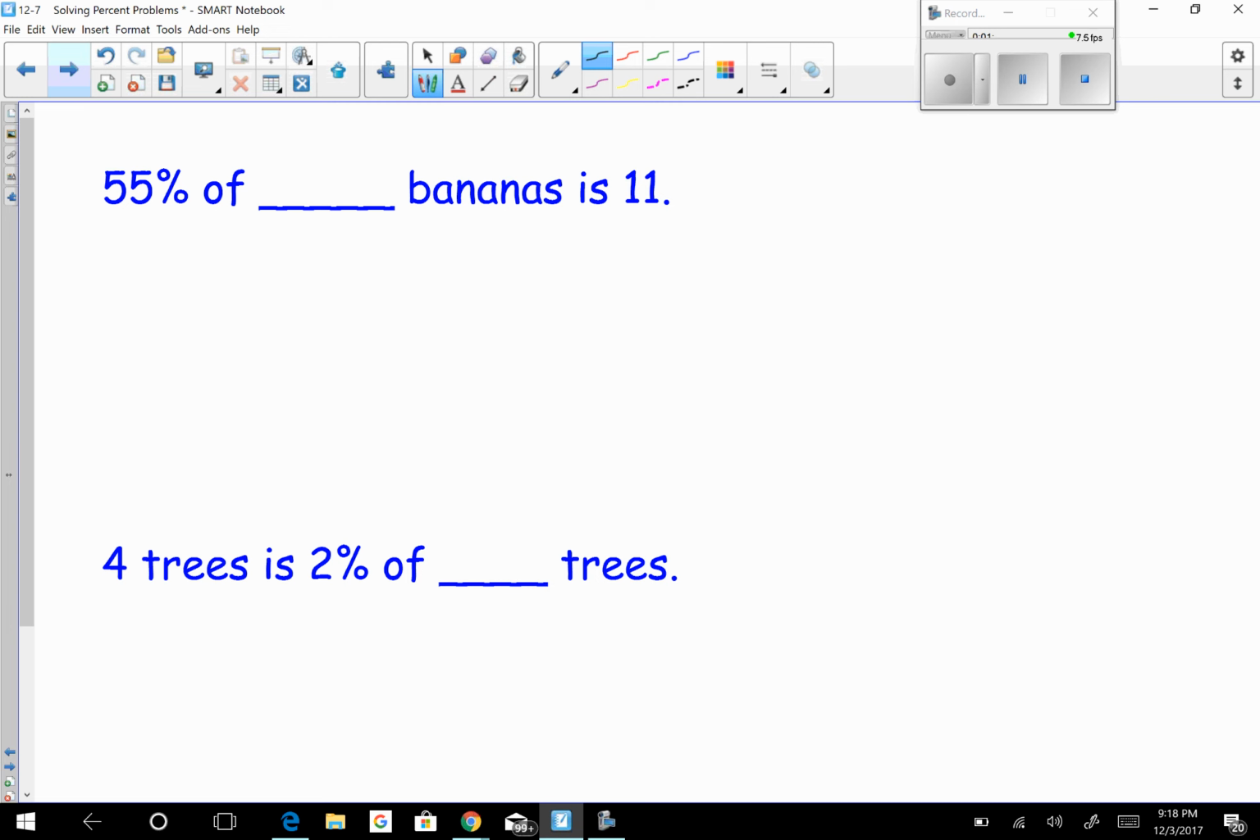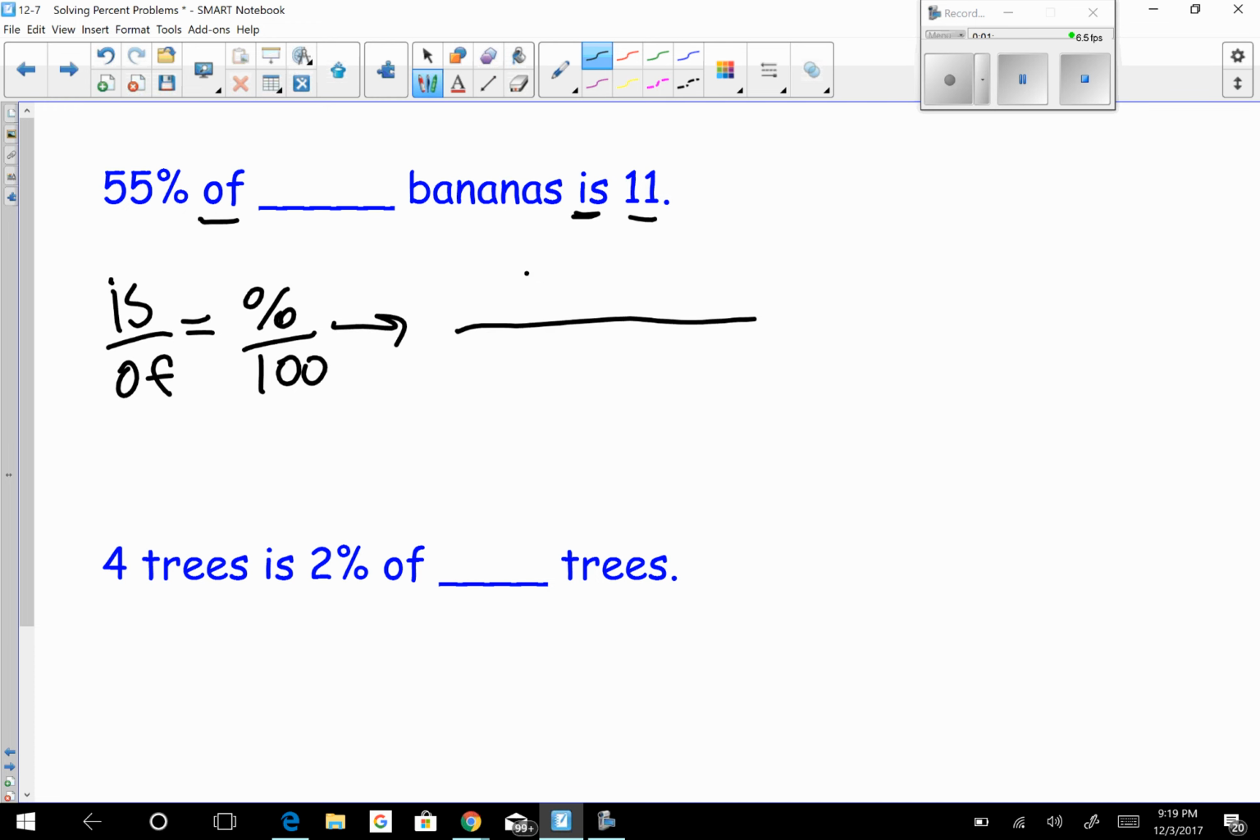Okay, so we've got 55% of some bananas is 11. So you remember how I said that is, right? You got is over of. Here's is, and the number that's with it is 11. So we've got is over of equals percent over 100. And now we're going to fill that in. And we do our ratio table, just the same. Is and of.